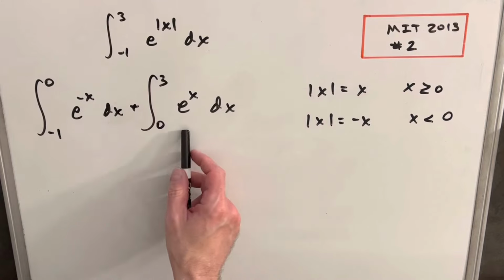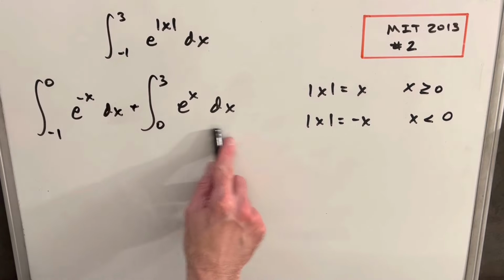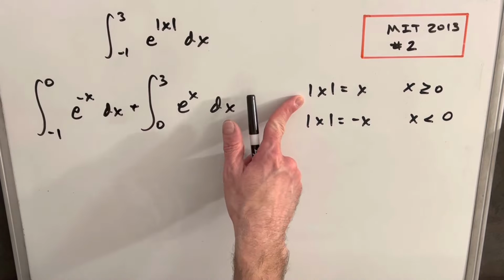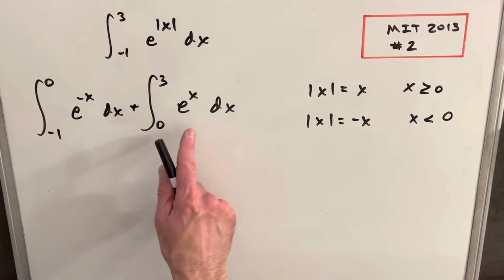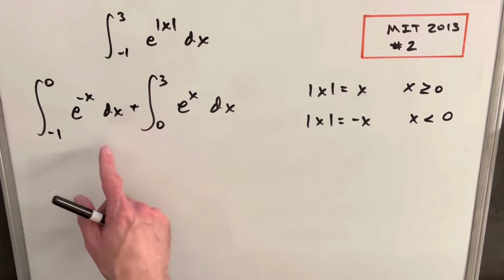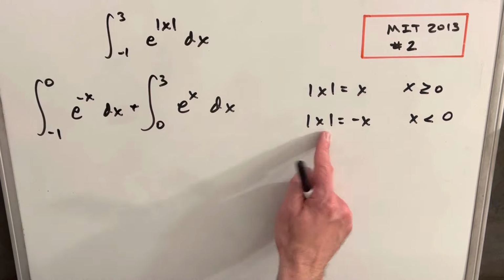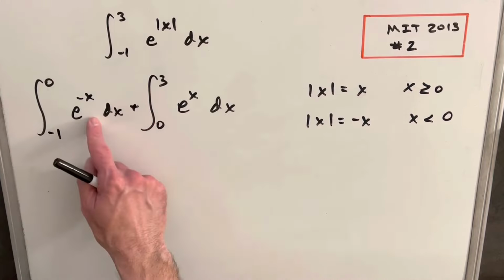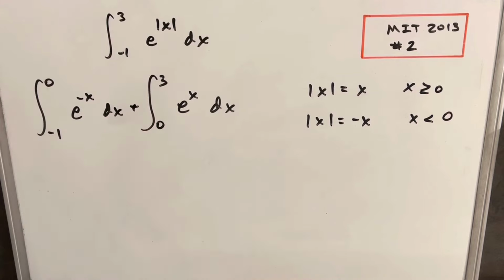Okay, so here I've just split this up, right? All of this is our positive region, so this is this case. When we have a positive region, we just drop the absolute value. We have our x, so we have e to the x. And then in our negative region, we just use this second case, and we take the negative, and we have e to the minus x.